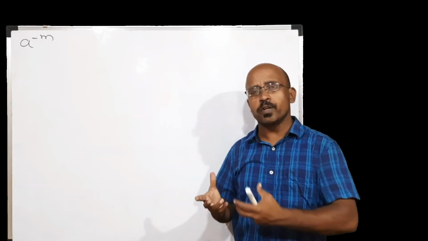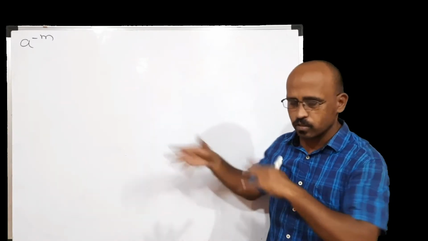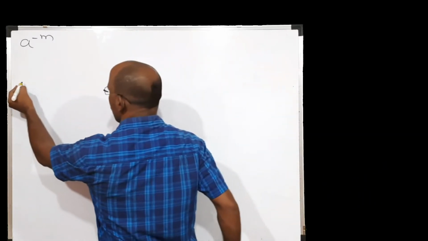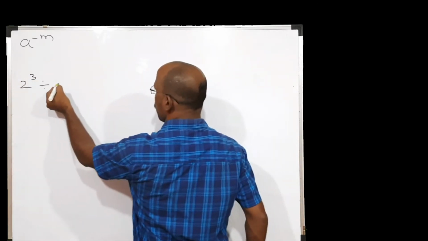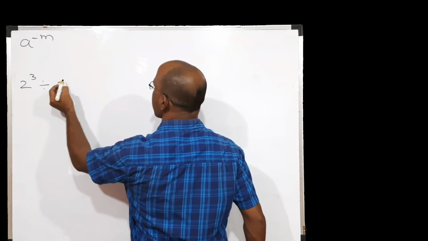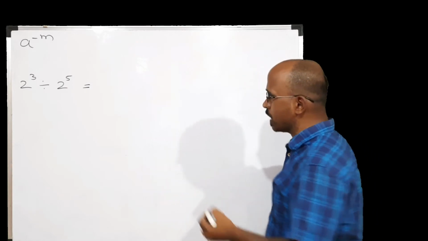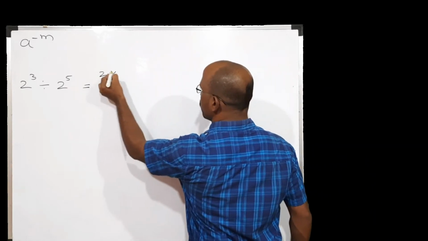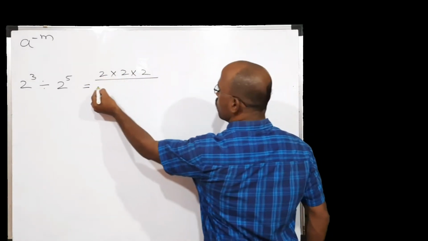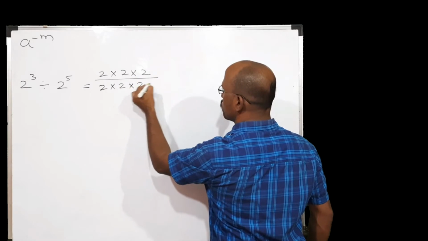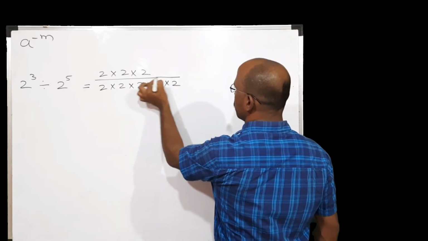So let us see. Once again we are going to prove it based on one rule of a raised to m divided by a raised to n. Suppose the question is 2 raised to 3 divided by 2 raised to 5. So how will we write it? We will write it as 2 into 2 into 2 upon 2 into 2 into 2 into 2 into 2, 5 times.